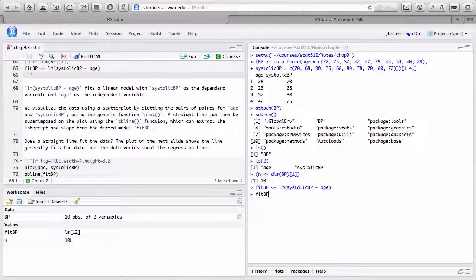But what this gives us at this point is, it says, here's how it was called: lm, formula equals the formula. That first argument is actually a named argument called formula. So formula equals systolic BP tilde age, and then the coefficients. There's the intercept, A, which is 53.69, and B is 0.618. So we're saying it has a positive slope.